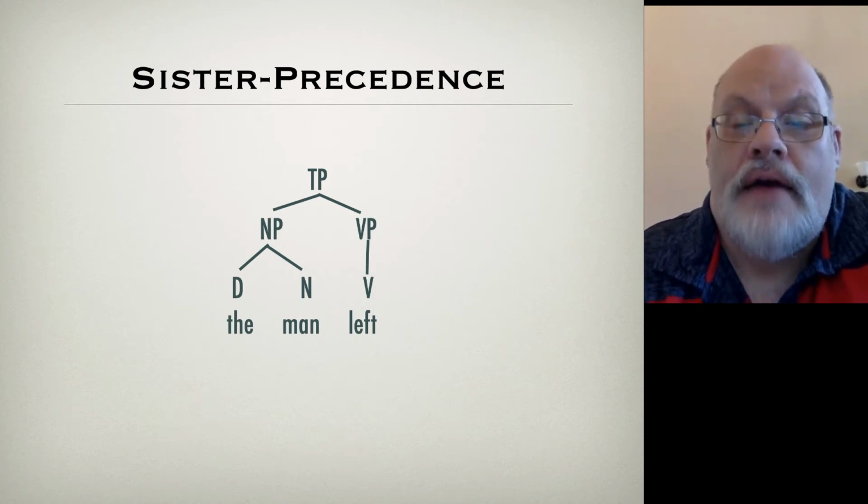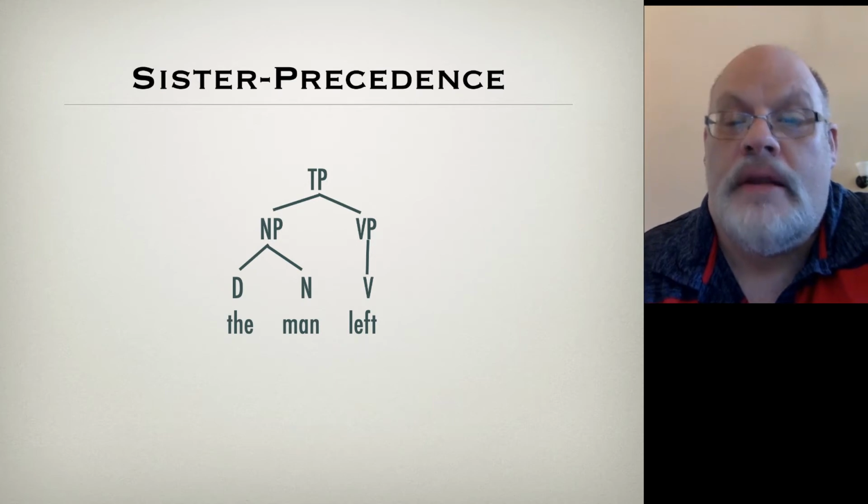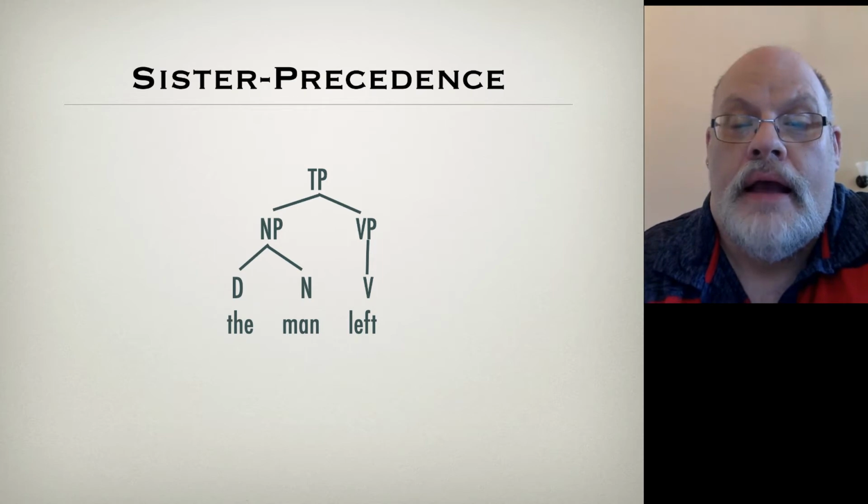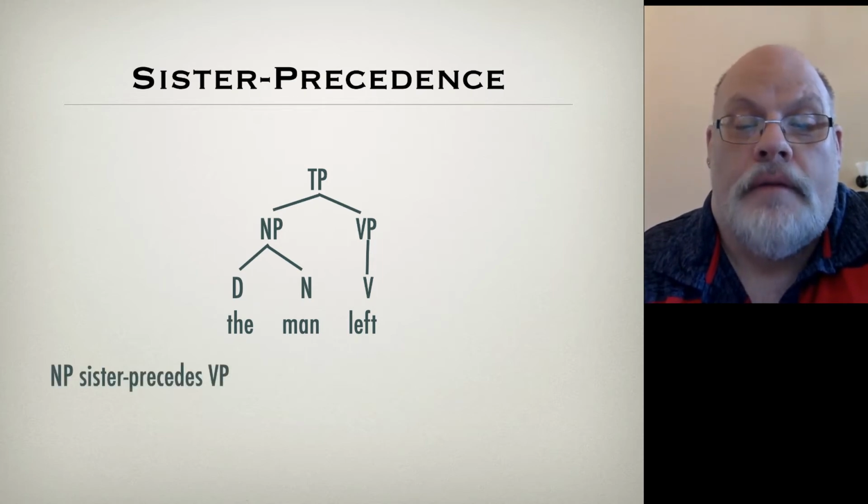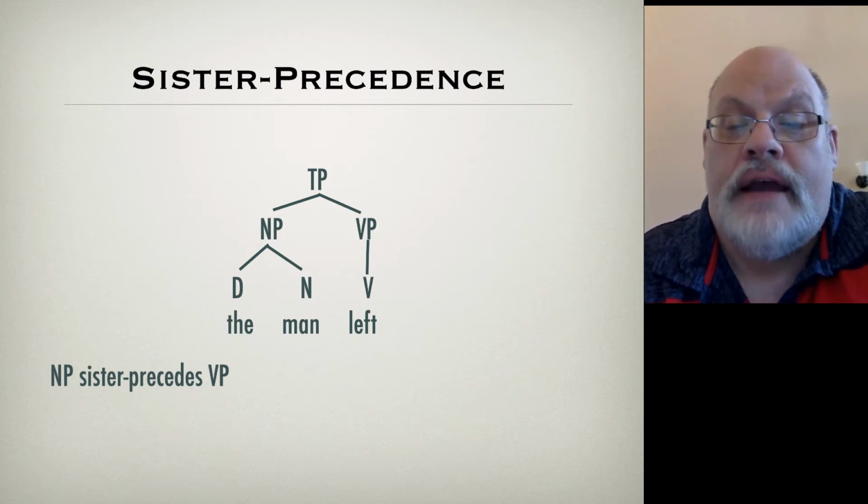Similarly, the noun phrase sister precedes the verb phrase. They share a mother, that's the TP. They're in an immediate domination relationship with that TP. And the noun phrase precedes the verb phrase. So, the noun phrase sister precedes the VP. The determiner sister precedes the noun.